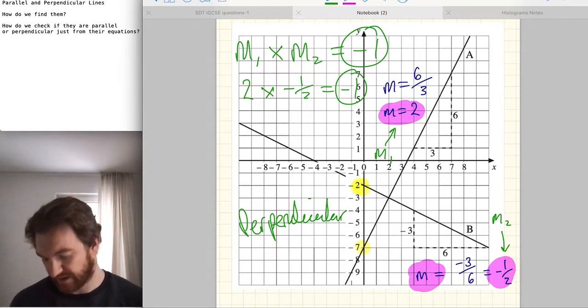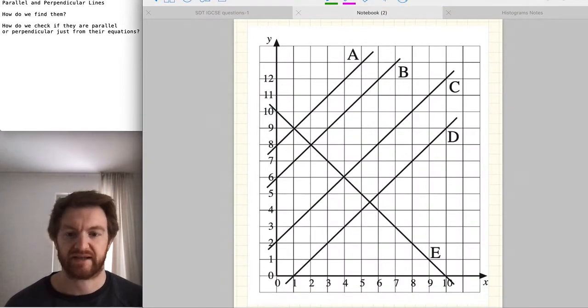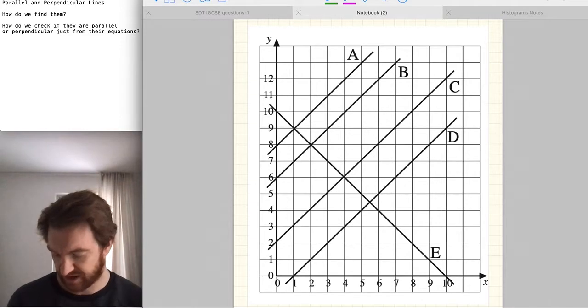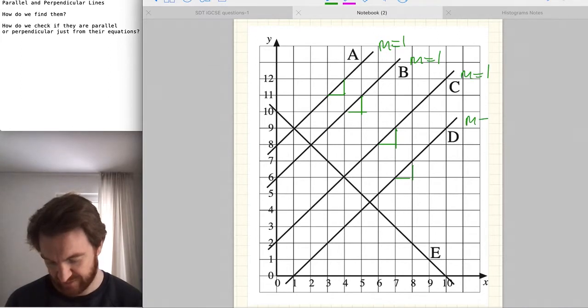How does that look in questions? Well, you might get a question where you're given a set of lines like this, and it might ask: are they parallel or not? Are they perpendicular or not? So again, we'd find all of our gradients. Hopefully we can see that all of the gradients of these lines are 1. So M is 1, M is 1, M is 1, and M is 1.